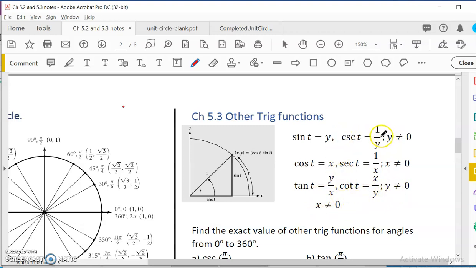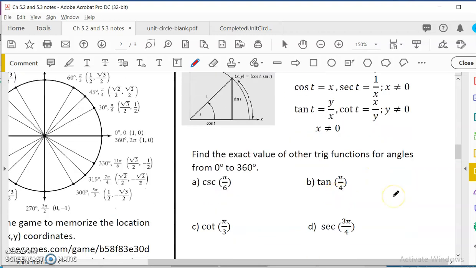What about cosecant? It's just a reciprocal of x and y. And in those cases, because x and y could be 0, they would have some undefined places. So you would imagine that these functions have asymptotes, but sine x and cosine x don't have asymptotes. The asymptote is when x is 0 or when y is 0. Okay. So find the exact value of these other trig functions for angles from 0 to 360.